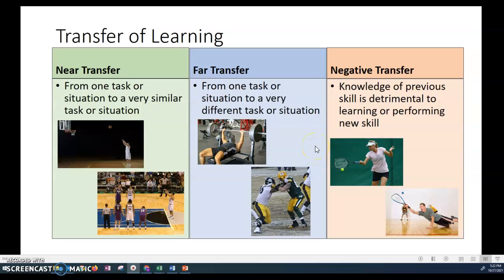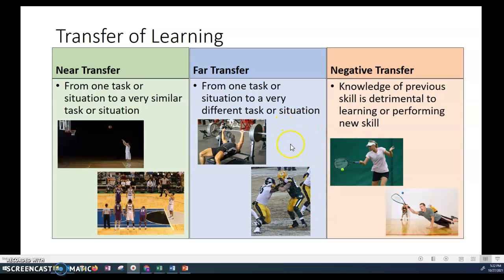Another type is far transfer. Far transfer is transferring from one task or situation to one that's very different. This is what we think about a lot of times when we do things in the weight room in strength training and transfer that over into a sport. So for example, this upper body strength training that this guy's doing over here, and then transferring that strength and that technique over here into being a lineman in football.